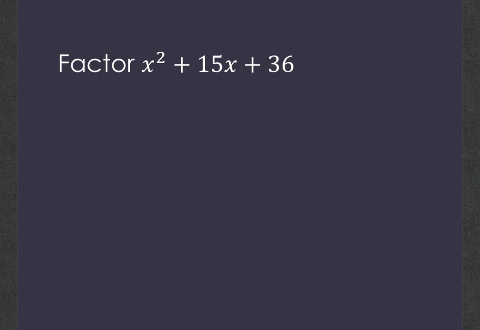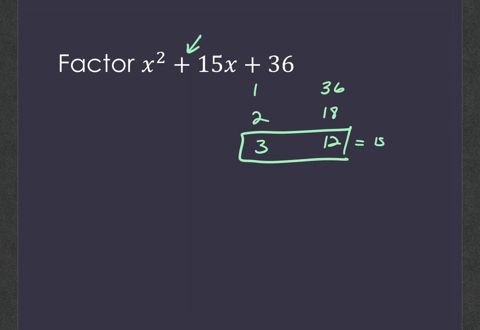So if you look at this one, the last term is positive. And then you go to the middle term. What does that tell you? They're both positive. So if I go through the factors of 36, it could be 1 and 36, 2 and 18, 3 and 12, and right there are the ones that add to 15. And they're both positive. So x plus 3 and x plus 12.